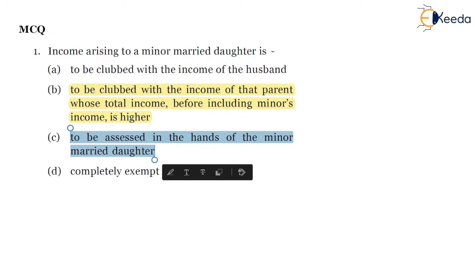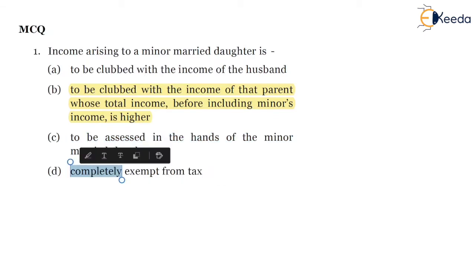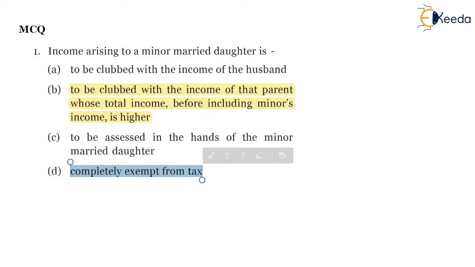Accordingly, option B holds good. Or option D, it is completely exempt from tax. No, it is not exempt. If the income is less than 1,500, wherein the exemption is provided under section 10(32), if the income is 1,000, then you could have said that it is completely exempted, wherein nil amount is getting taxed. But however, in this kind of limited information, option B holds good, wherein it is to be clubbed with the income of that parent whose total income before including minor's income is higher. So option B is the correct answer.